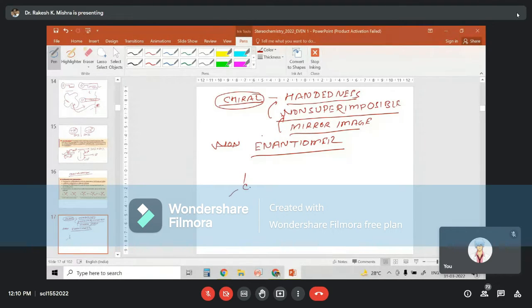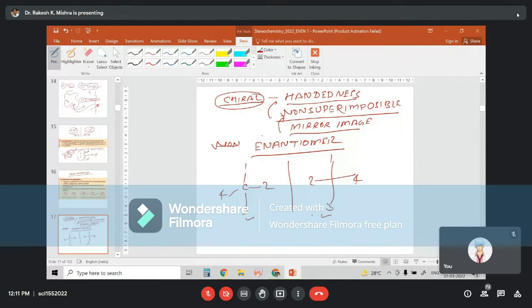And what is chiral? When a carbon is attached to four different groups, and if you take a mirror image of this one, 1, 2, 3, 4, they are not superimposable with each other. Yesterday I showed this with the models also. This is one enantiomer, this is the other enantiomer. We talked about the properties of the enantiomer also.